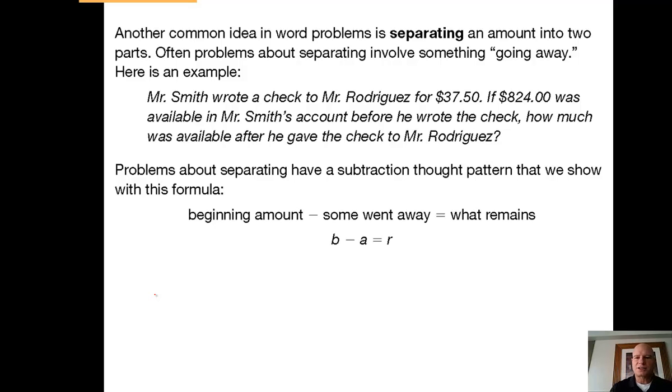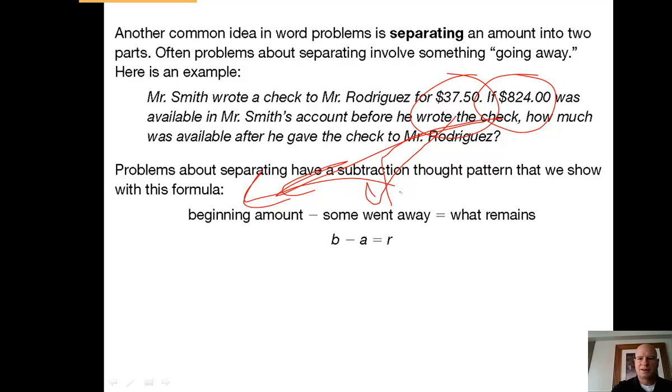This problem is similar to addition, except we're going to subtract. We know that Mr. Smith had a total of $824 to begin with. If he then wrote a check for $37.50, then how much is left in his account? That's what we're doing. You just got to know where to put the numbers.